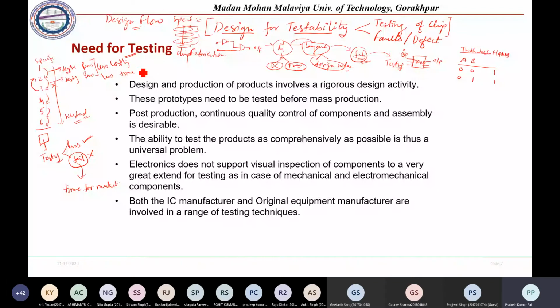We perform the testing so that at the end, whatever product we get is free from all errors, or we can say defects. So that's why we require testing of a chip.